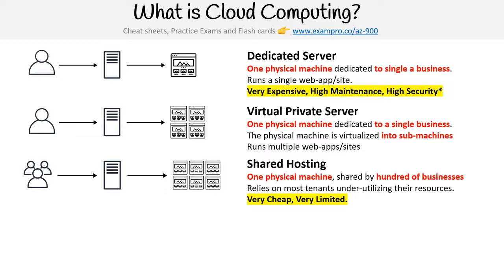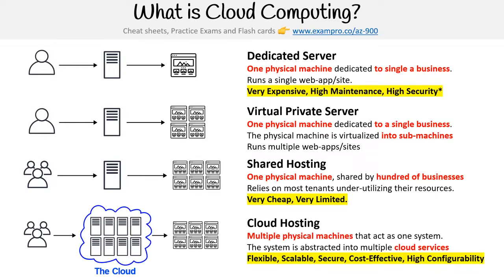Then we had shared hosting. This made it a lot easier for anybody building websites or WordPress sites. The idea here is that you had one physical machine and it was shared by hundreds of businesses. So it wasn't a single business sharing the cost, it was multiple businesses. This relies on most tenants underutilizing their resources though. If you had 100 people on a server, and one person used more of the server than the others, then you could all potentially suffer from that. But at the very least, you are getting very, very cheap servers, but there are definitely some limitations.